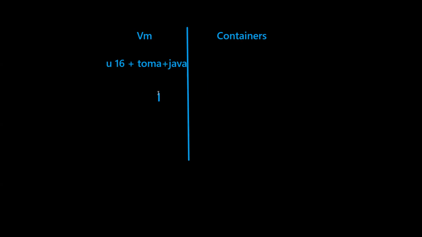See, both use the concept of virtualization. Both use the same concept, right? But in VMs, virtualization is done at the hardware level. Means we can say virtualization is done to the hardware in VMs, whereas virtualization is done at the OS level in containers. Right? What is meant by this? Let me give you a simple example.